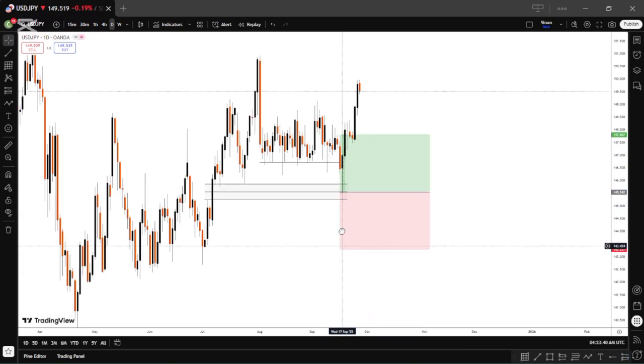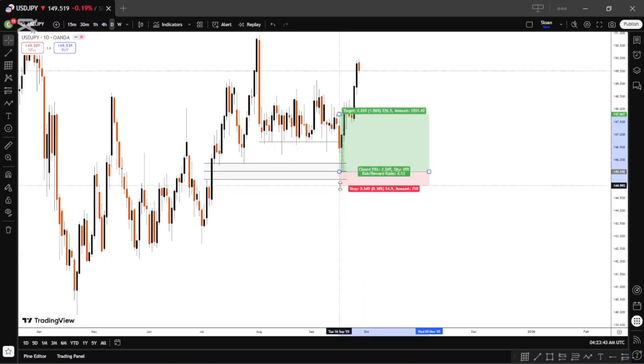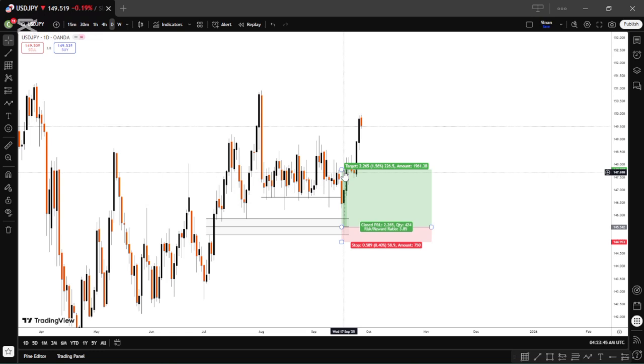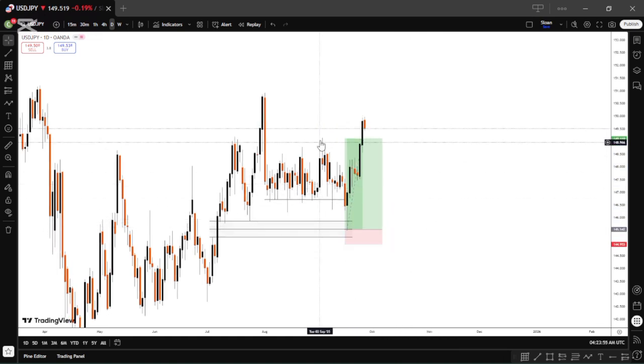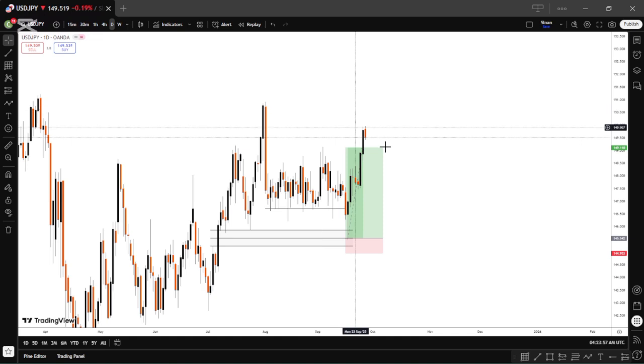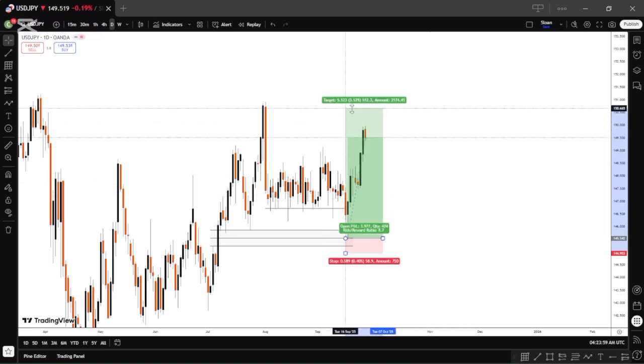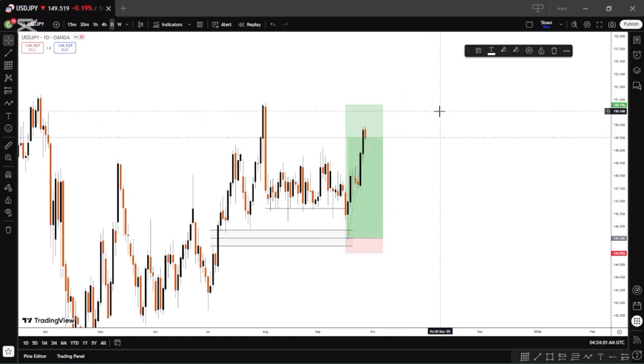So for somebody who is not planning to be in this trade for a long time, this area should be your target. And this is a 6 RR trade. This area should be your target for somebody who's not looking to be in the trade for so long. But if you're going to stay in this trade, then you can probably target this place as you take profits.